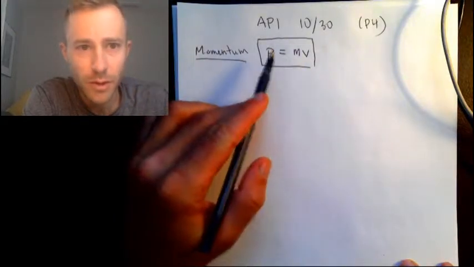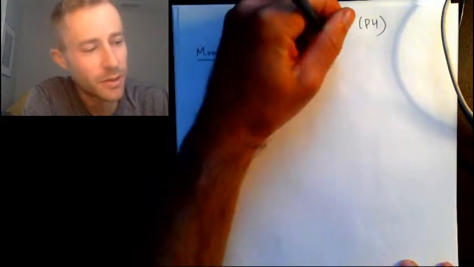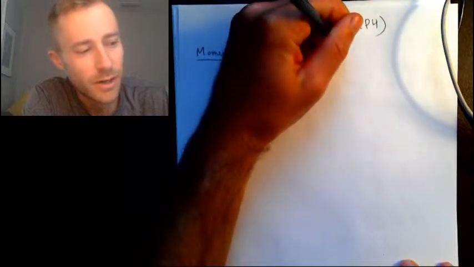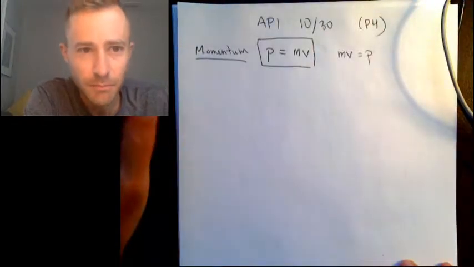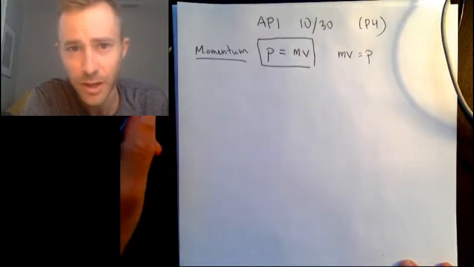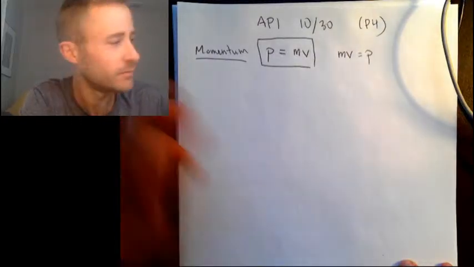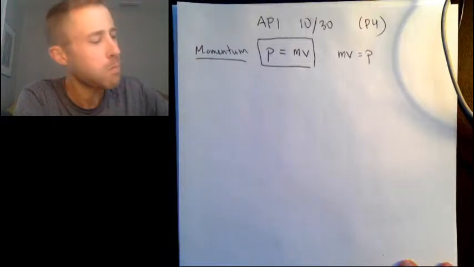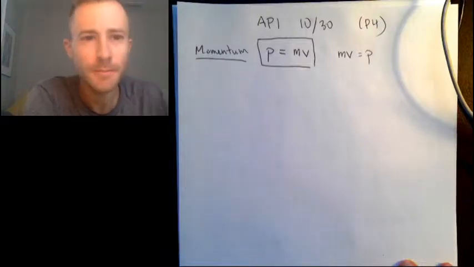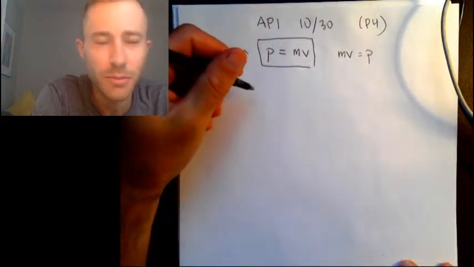If you want to remember it, a really easy way to remember it is to write it as mv equals p, so that it's MVP. Okay, do you guys know what MVP means? Type it in the chat if you know what MVP means.